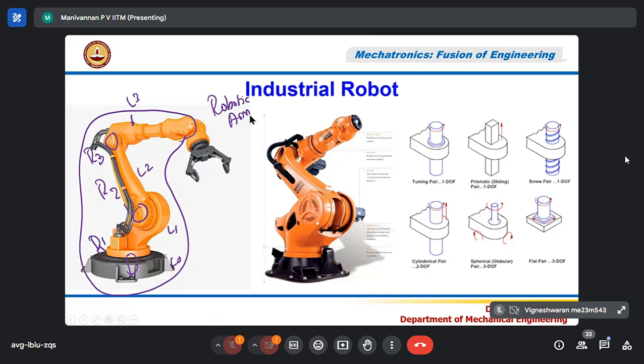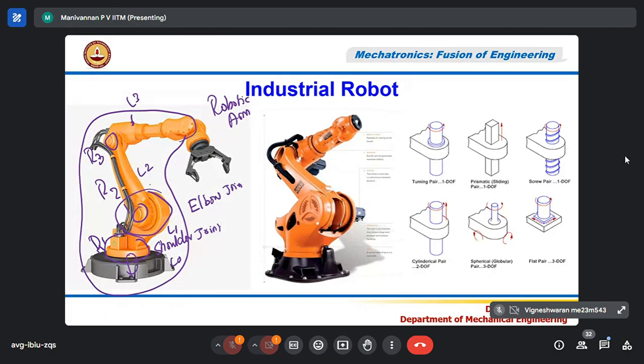Then in your hand, what do you have? The shoulder joint, and the body is considered L0. Next, from the shoulder joint, you have a bone. Then you have one joint. What is this joint? Anybody can give an idea? In a human hand, what do you call it? Elbow joint. That is called the elbow joint, correct.